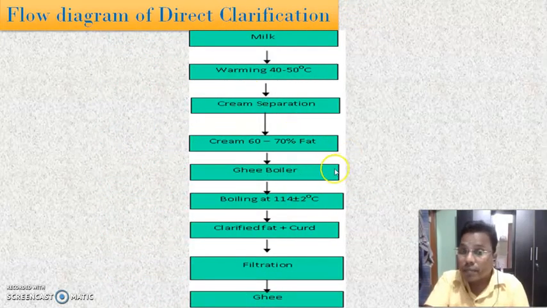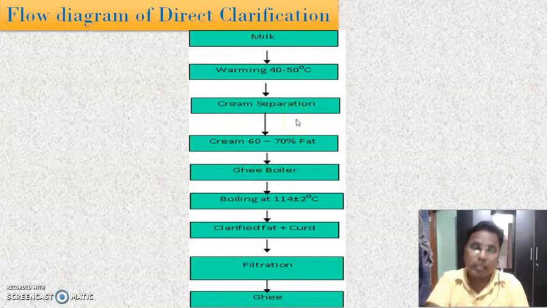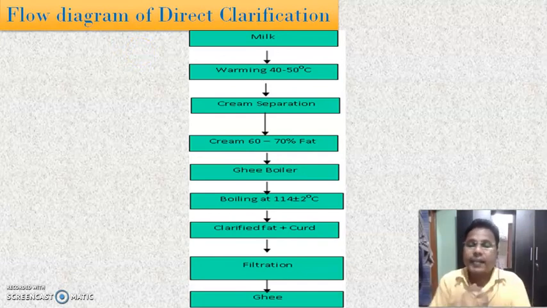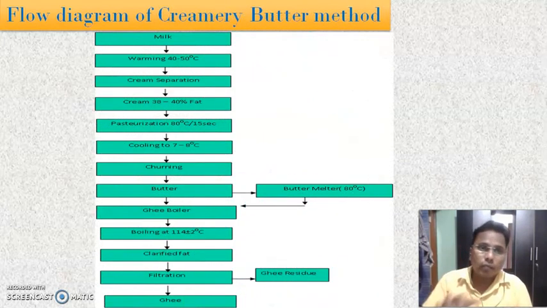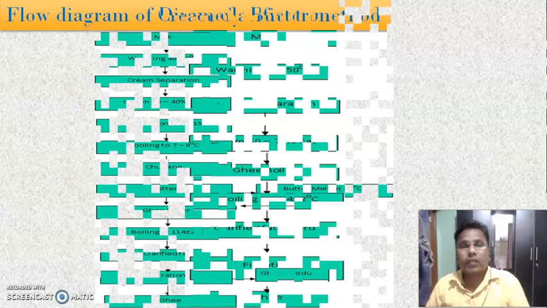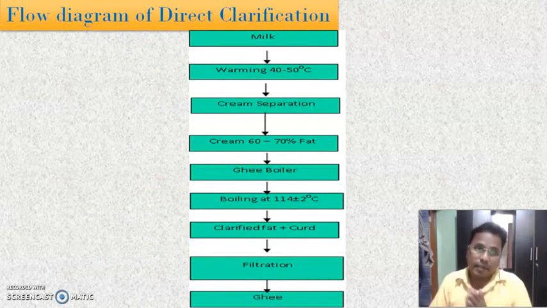whereas in this method the butter is not prepared, but the cream which is obtained here by the centrifugal method is directly taken into a ghee boiler and that cream is used for the ghee preparation. So this is just a little bit of difference between the creamery butter method and the direct clarification method.